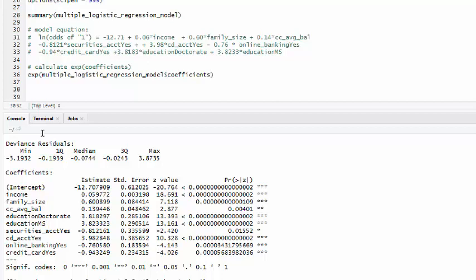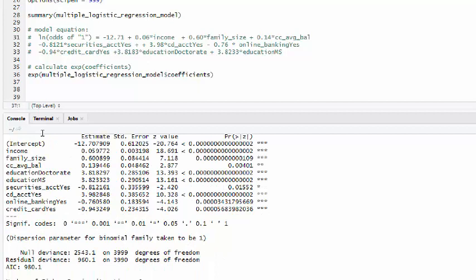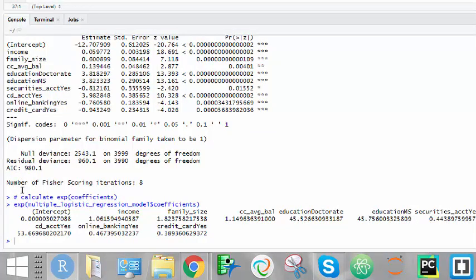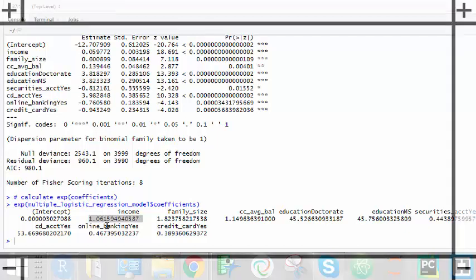So let's run this line. All it does is take each and every slope and raise e to the power of that slope. So whatever we have listed in the model, it's going to calculate e to the power of that coefficient. Which one am I looking for? I'm looking for the one that relates to income, correct? This one. 1.0615.